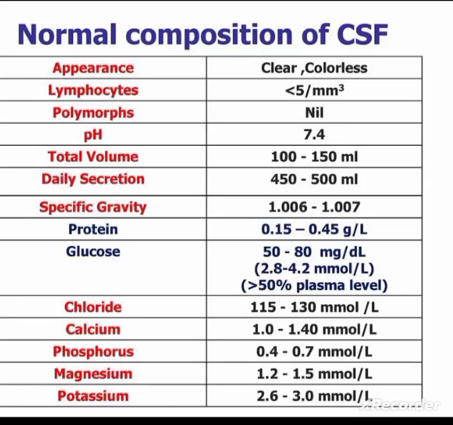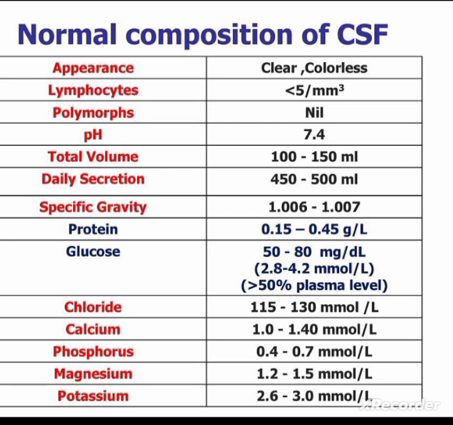Normal composition of CSF. The appearance of CSF will be clear, colorless, odorless fluid. The presence of lymphocytes will be less than 5 per mm cubed. Polymorphs will be absent in normal CSF. The pH value of CSF is 7.4. Total volume of CSF is 100 to 150 ml.